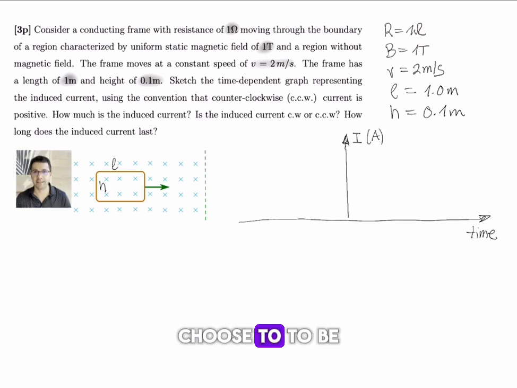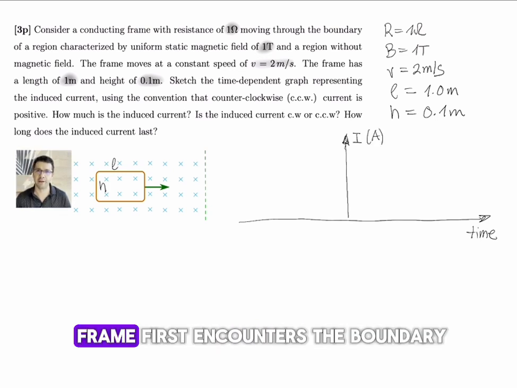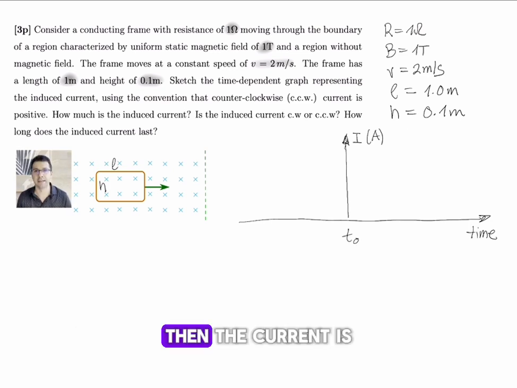Let's choose t0 to be the time when the frame first encounters the boundary. Then the current is going to be 0 all the way up to t0. Then it is going to jump up to some value for a limited time and then jumps back again to 0.